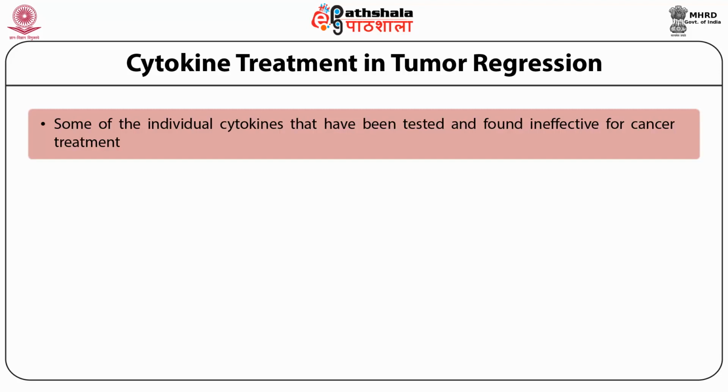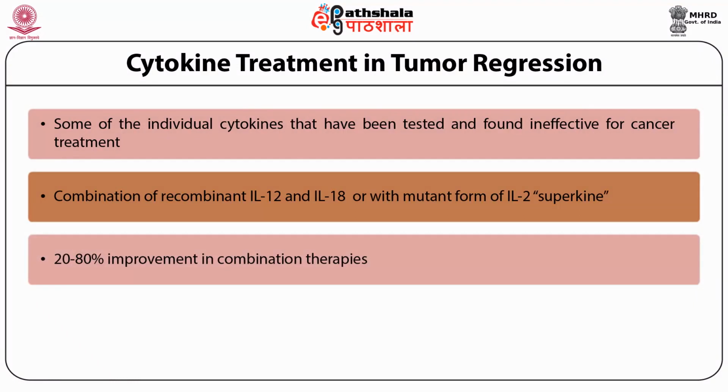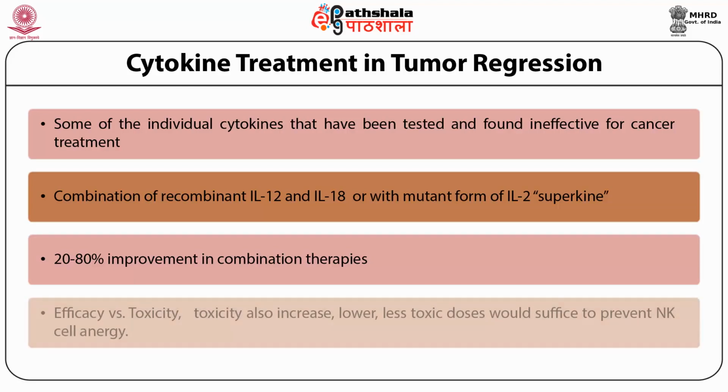Pro-inflammatory cytokine treatment is very important to revert the functional anergy of NK cells within MHC-deficient tumors. A combination of IL-12 and IL-18, or a mutant form of IL-2 called a Superkine, can be administered in appropriate doses. A 20 to 80% improvement is found with combination cytokine therapies, which is not present with individual cytokine therapy. Now, it is important to weigh cytokine therapy efficacy versus toxicity.